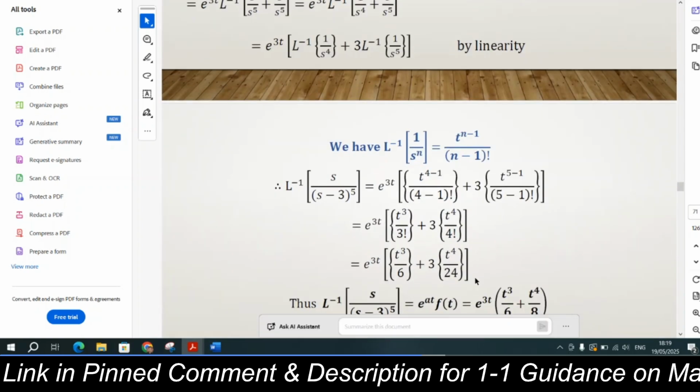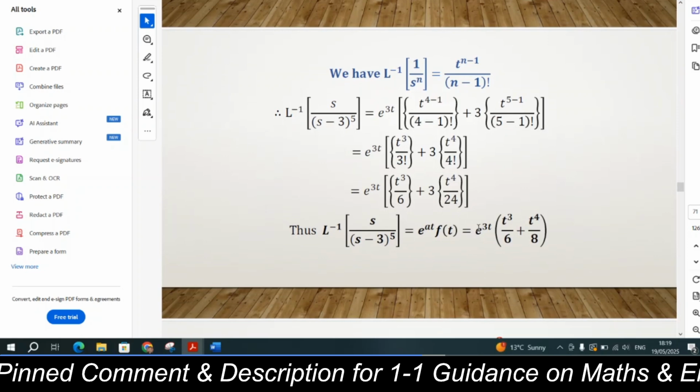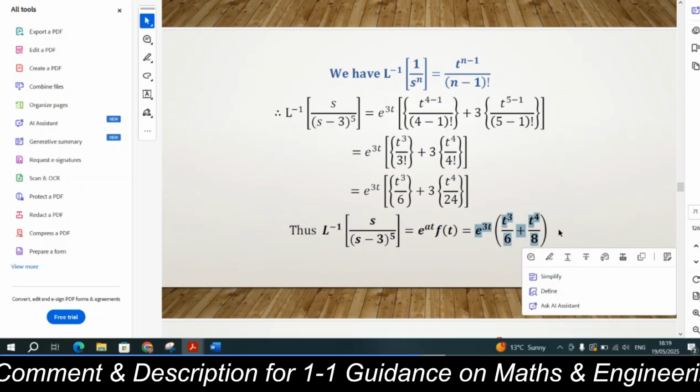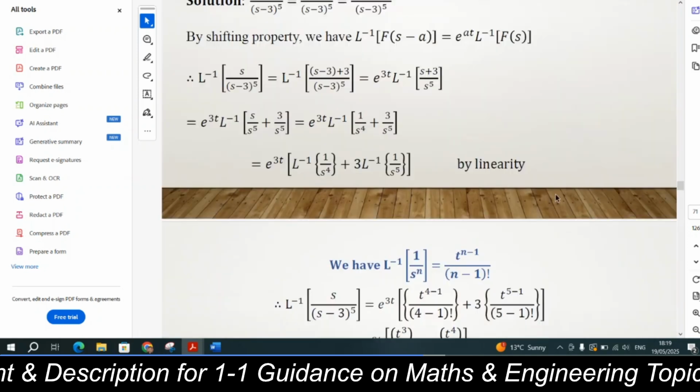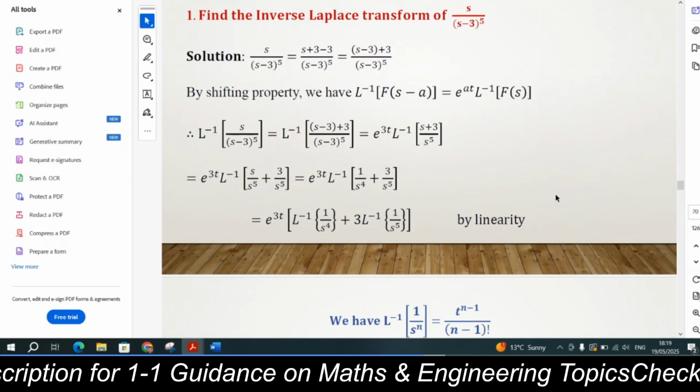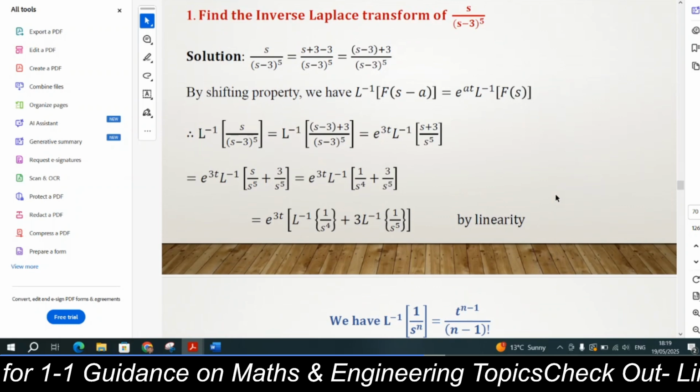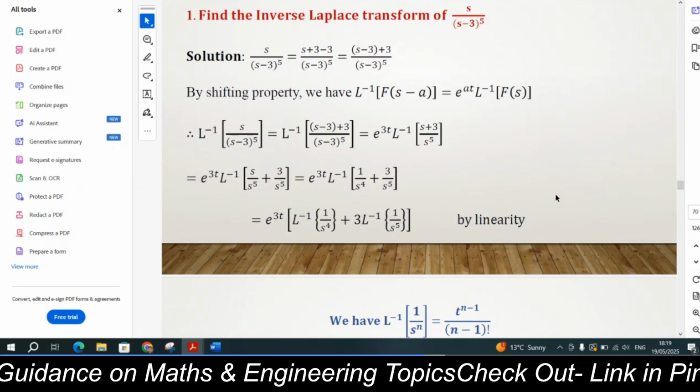The inverse Laplace transforms will be done. 1 upon s raised to 4 becomes t cube upon 3 factorial, and 1 upon s raised to 5 becomes t raised to 4 upon 4 factorial. And therefore, you get this as your final answer.